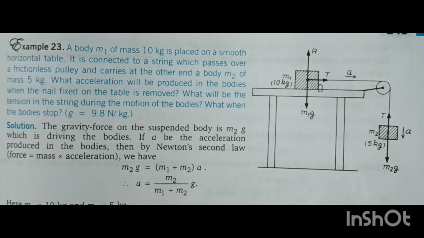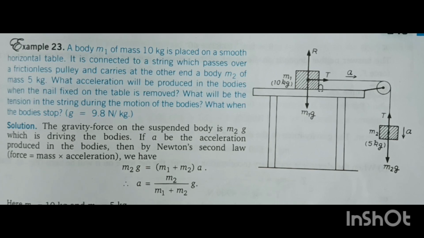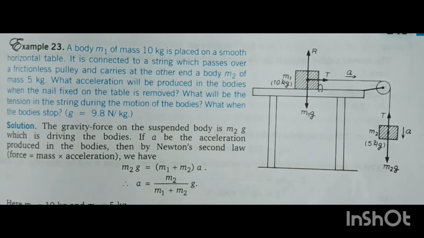A body of mass m1, 10 kg, is placed on a smooth horizontal table. It is connected to a string which passes over a frictionless pulley and carries at the other end a body of mass m2, 5 kg. What acceleration will be produced in the bodies when the nail fixed on the table is removed? What will be the tension in the string during the motion of the bodies? What when the bodies stop?